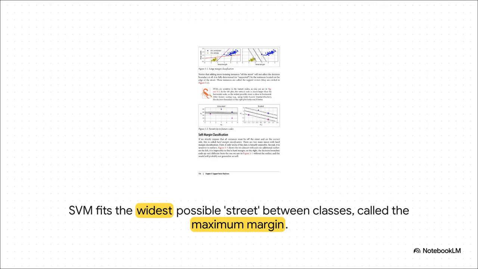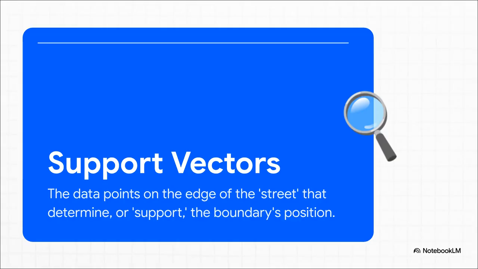We call this gap the margin, and our decision boundary is the line running right down the middle of that street. And this brings us to the most important players in this whole game, the data points that are sitting right on the curb, the ones that are literally defining how wide our street can be. Those are called support vectors. They're literally supporting the whole structure.